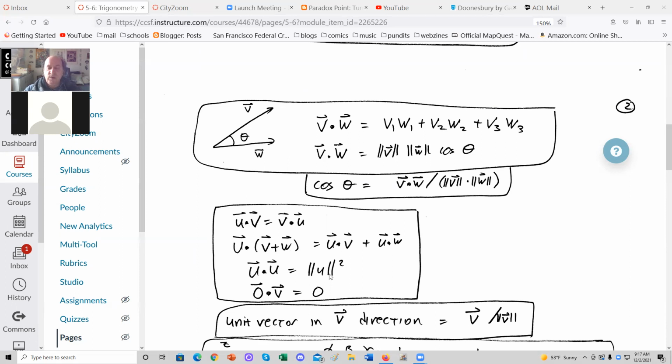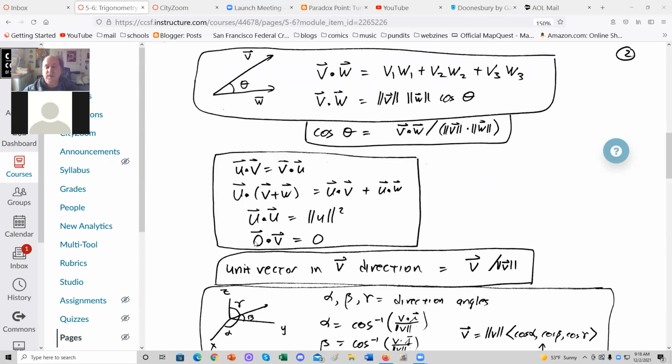u dot u is length of u squared. You can see that from here: if w is the same as v, then theta is 0 degrees and cosine theta is 1. So v dot v is length of v times length of v, or length squared. Or equivalently, v1 squared plus v2 squared plus v3 squared, and again by Pythagoras, that's the square of the length. And if 0 is the vector with all components 0 by 0 by 0, then it's easy enough to see that the dot product of u with 0 is 0.